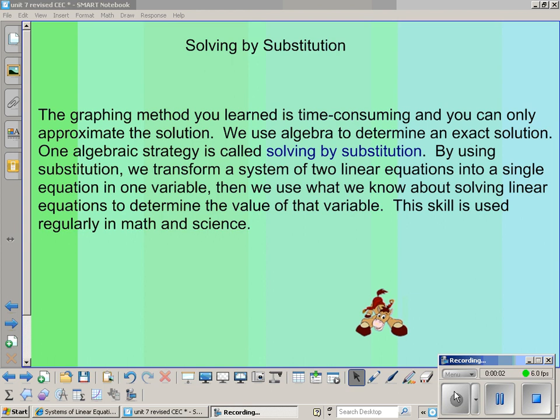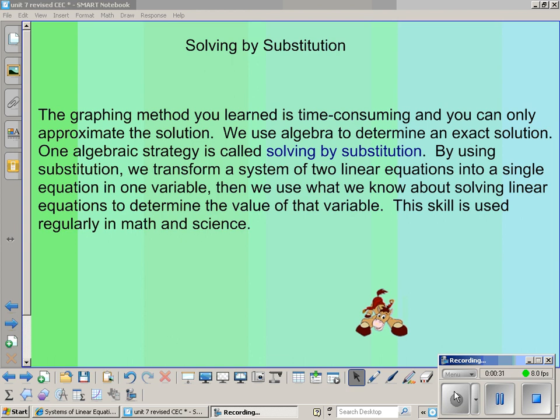In this lesson, we are going to look at an alternative method to graphing systems of linear equations. And this method is solving by substitution. The graphing method you learned is time-consuming, and you can only approximate the solution unless you are using technology. We use algebra to determine an exact solution. One algebraic strategy is called solving by substitution.